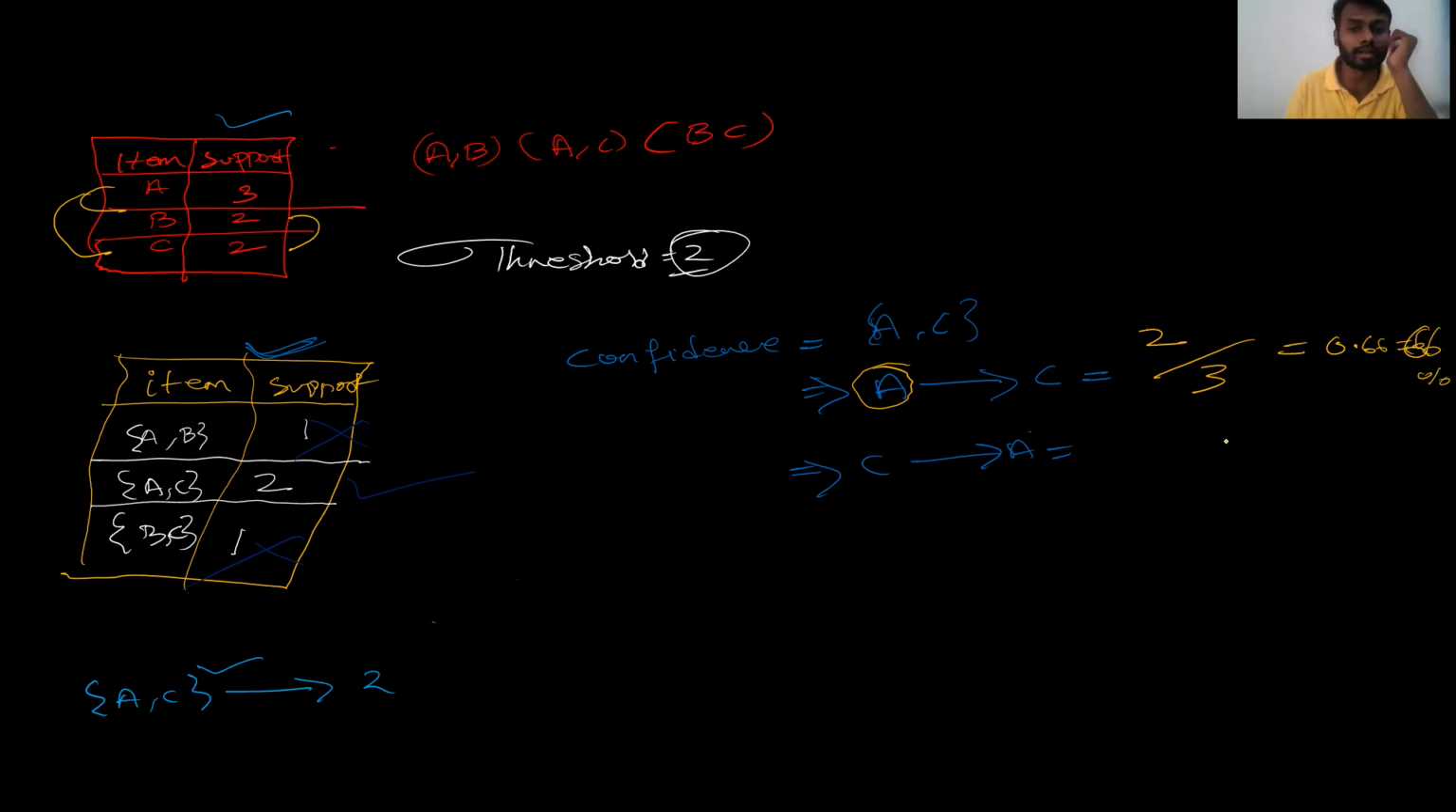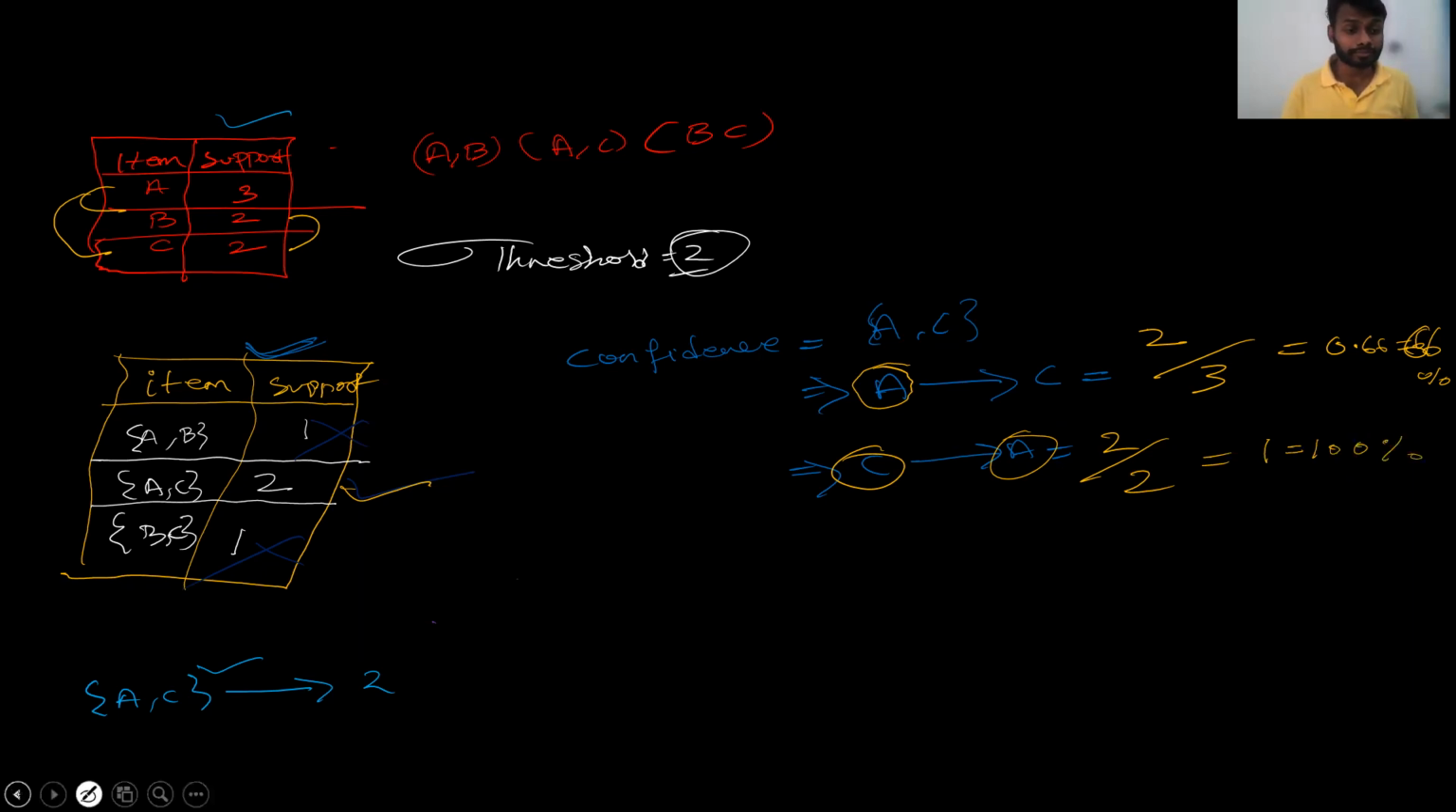Similarly, can you do this one? AC combination is what? 2. Again, go for the C part. How many times does C occur? There are 2 times. So 2 by 2 it becomes 1, which is nothing but 100%.